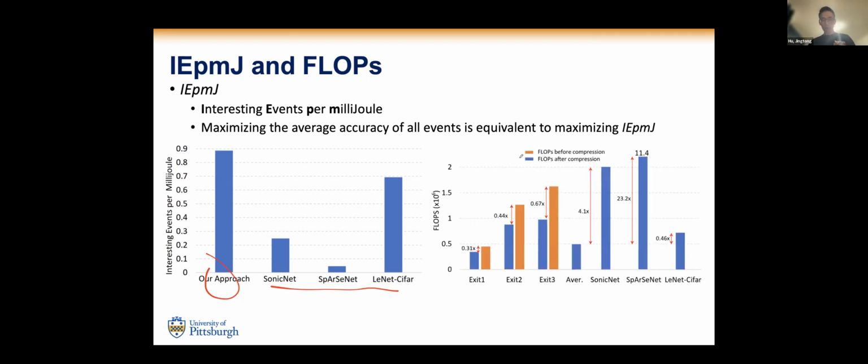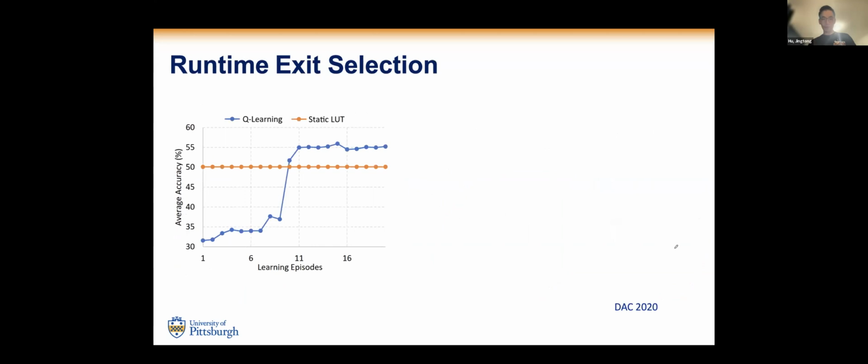And this one shows the flop reduction. While the first half shows the flop reduction for each layer, the second half shows the flop reduction of our method compared with existing methods. And this one shows the runtime exit selection.